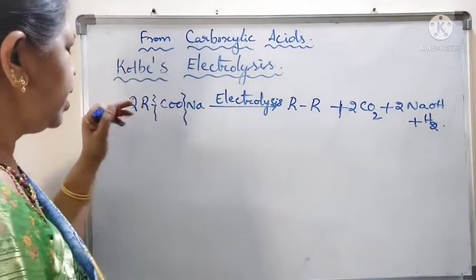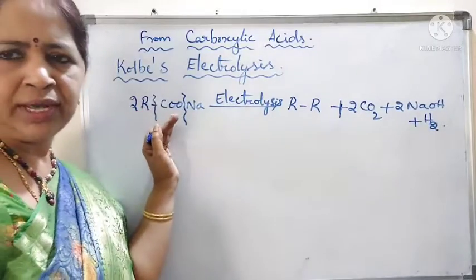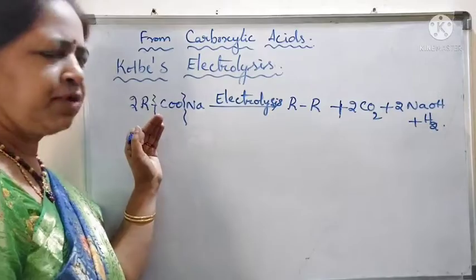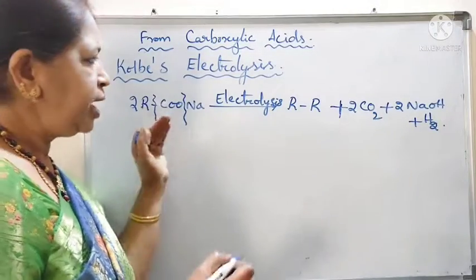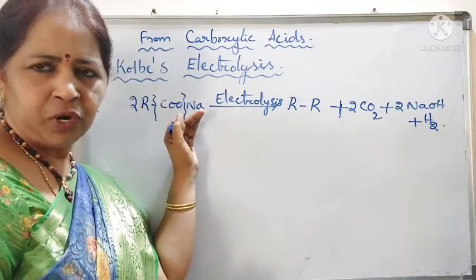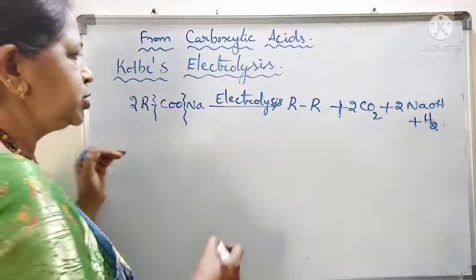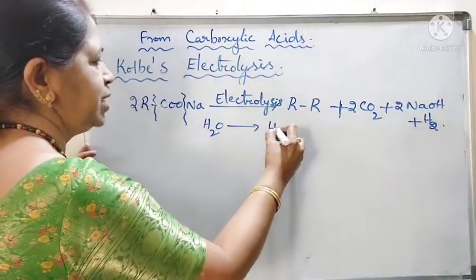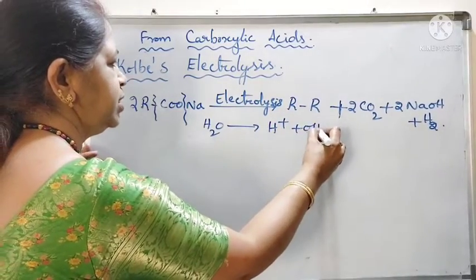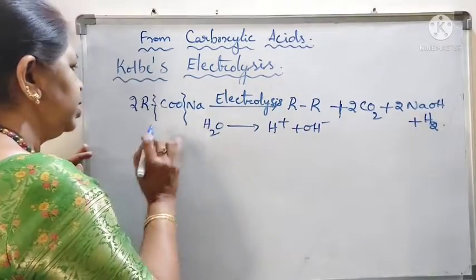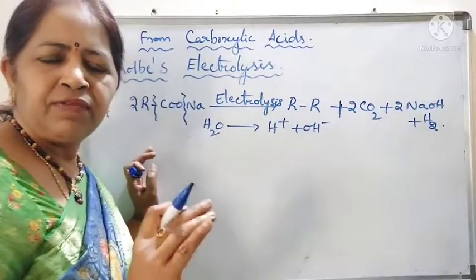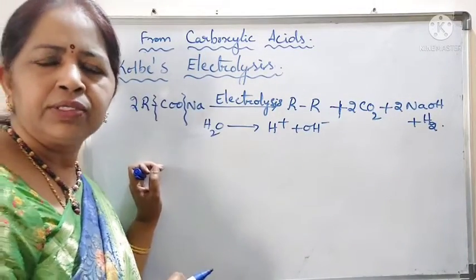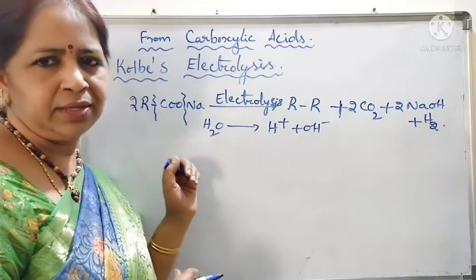Here we are taking an aqueous solution of sodium salt of carboxylic acid. In the aqueous solution means it consists of water also. So water ionizes to give H plus and OH minus ions in the solution. Now let us see what are the different reactions that occur in the electrolytic cell. We have to see the reactions at anode and cathode.